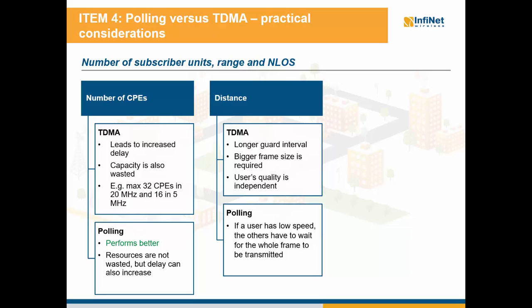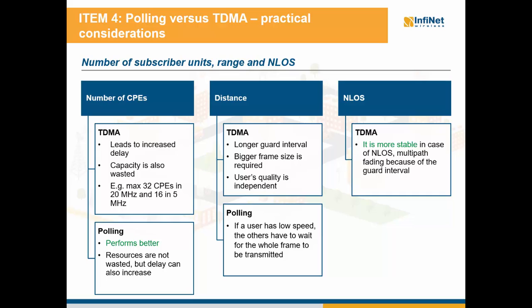In case of polling, when a subscriber is far away from the base station and has bad radio conditions, the drawback is that the other units have to wait for the CPE to finish the whole frame transmission at lower speed. TDMA has more stable performance in case of non-line of sight, as well as in the presence of multipath fading, like for example links over the water or multiple reflections.